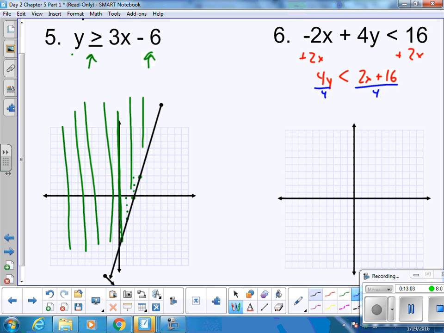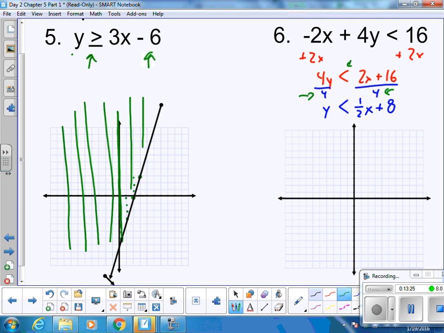Divide both sides by 4y. Now I'm paying attention to if I'm multiplying or dividing by a negative, because when I do that, my symbol flips. So again, pay attention to that. If I'm ever multiplying or dividing, like in this case right here, I'm dividing by 4. If I'm ever multiplying or dividing by a negative, my symbol has to flip to keep up with that kind of change.